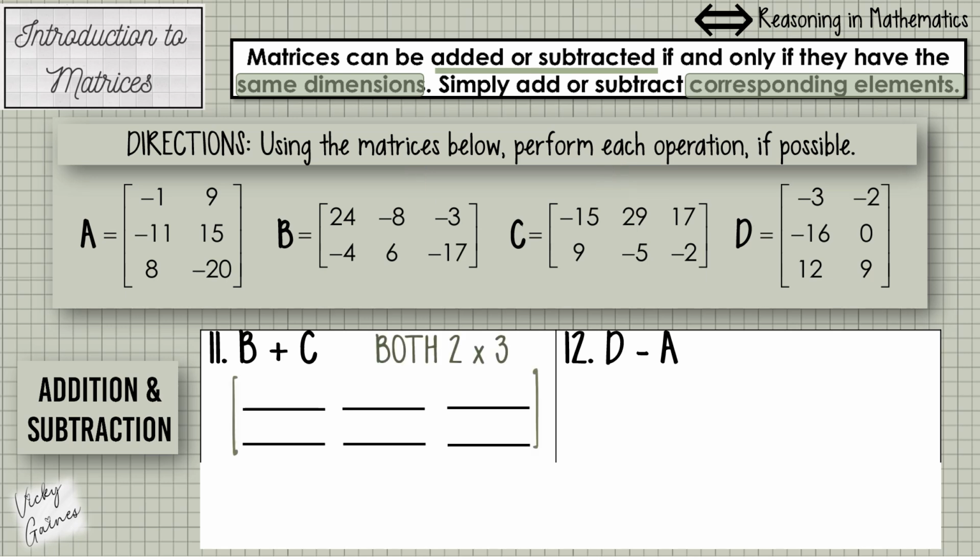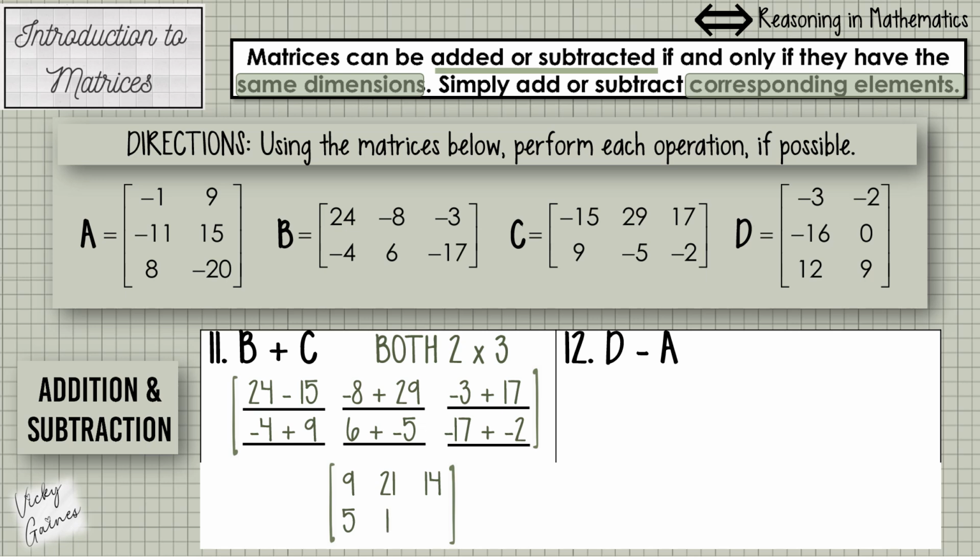So they are both 2 by 3. So our answer is going to be a 2 by 3. Let's put the calculations in. So element 1,1 in both of those: 24 plus negative 15, or 24 minus 15. Next one, negative 8 plus 29. Negative 3 plus 17. Negative 4 plus 9. 6 plus negative 5. And negative 17 plus negative 2. So let's simplify these answers. We're going to get 9, 21, 14, 5, 1, and negative 19.